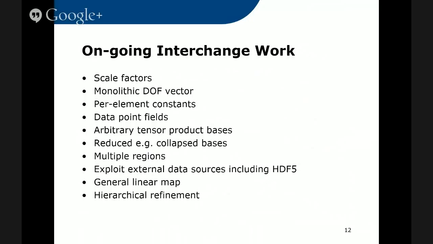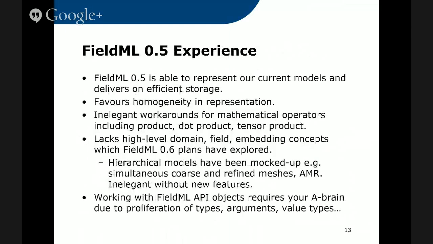And ultimately, we're interested in getting things like general linear mapping and hierarchical refinement. Some of these are starting to push how well they can be represented in the CellML 0.5 data model. So we really do need to start making some improvements and go through a lessons learned kind of process. So just some experience of using 0.5 from my point of view. It is able to represent our current models, and it does deliver on efficient storage.